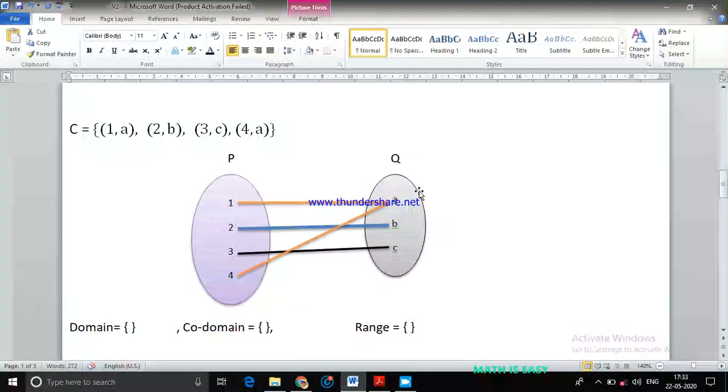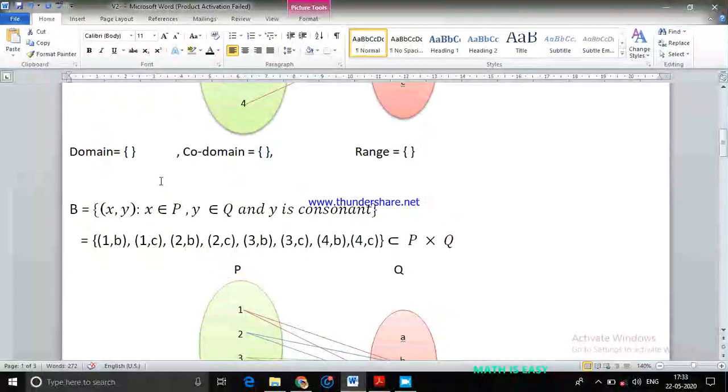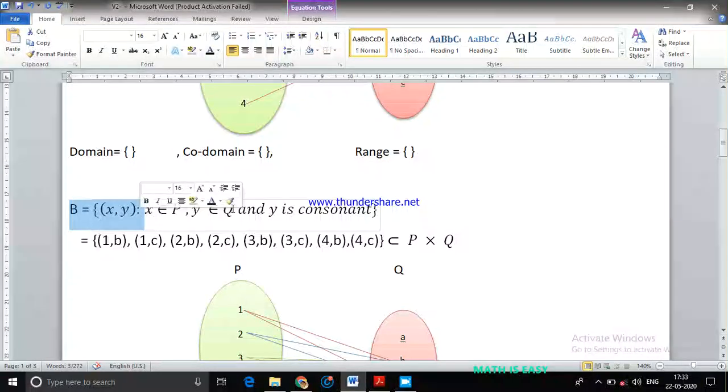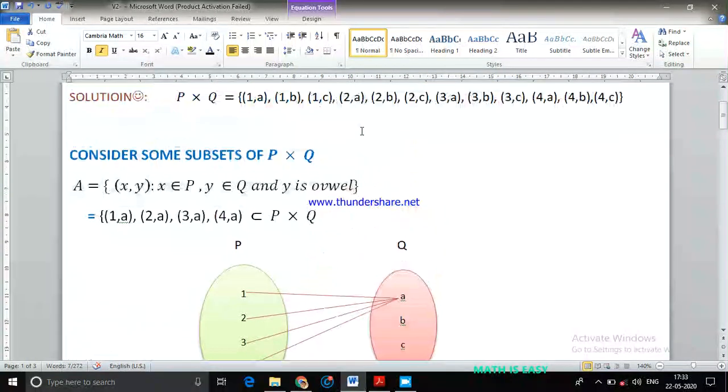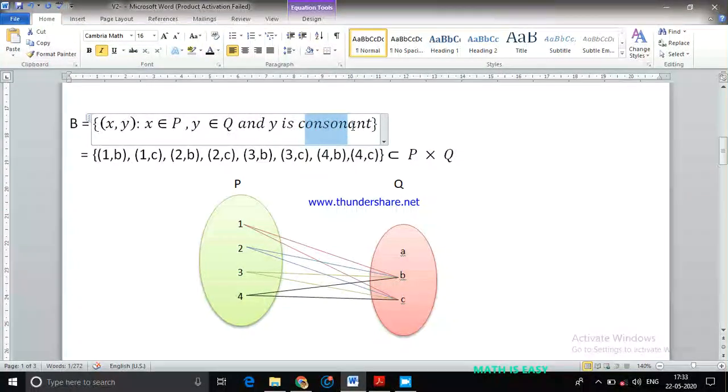That means when you are considering a relation, like here the relation is x is an element of P, y is an element of Q, and y must be a consonant. So all the elements of x will match to the consonants of the set Q, that is the relation. And in the first question, the relation is vowel. All the elements of P will map with the elements of Q, which are vowels only. So here you can say maybe the relation is vowel, and here you can say the relation is consonant.